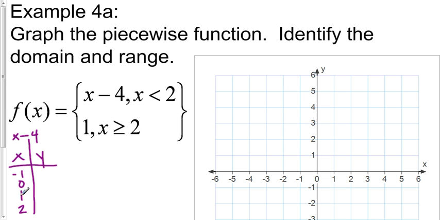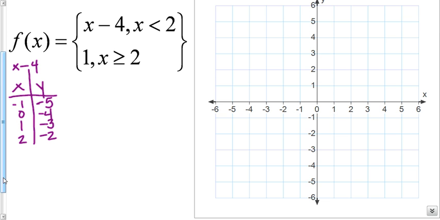Okay, so if I just try these 4 x values, here are my y values. -1 minus 4 gives me -5. I'm only paying attention to the x minus 4 piece right now. 0 minus 4 is -4. 1 minus 4 is -3. 2 minus 4 is -2. So I've got these values when x is less than 2. Okay, this is the first part I'm graphing. Here are my values. Okay, -1, -5, 0, -4, 1, -3, and then 2, -2.